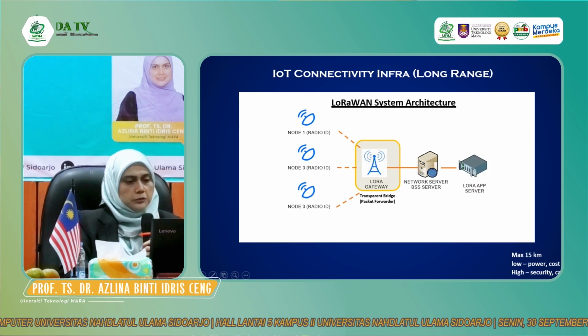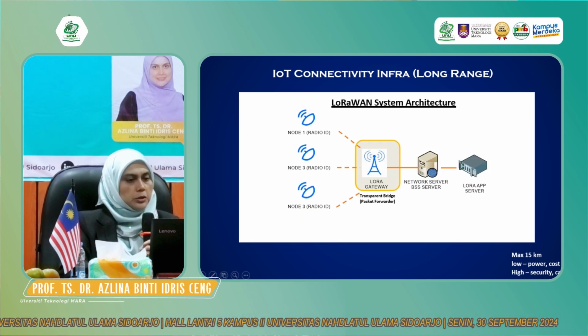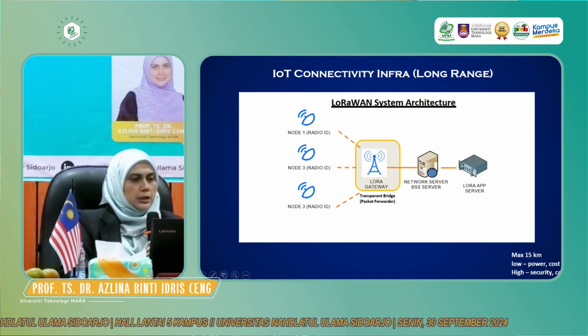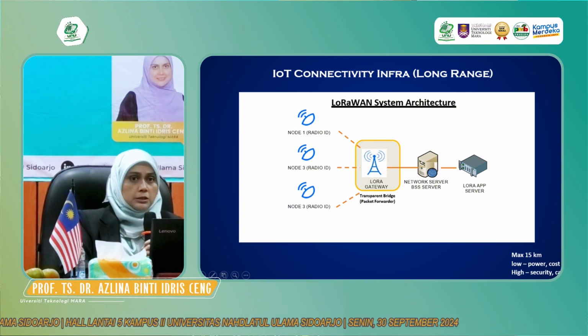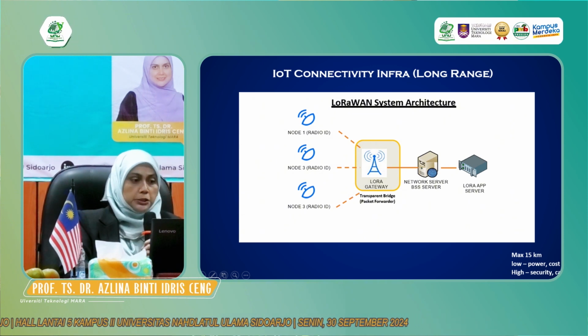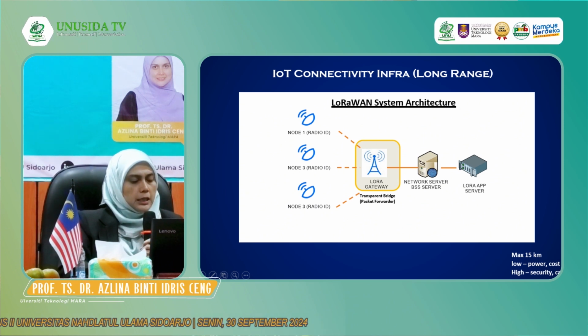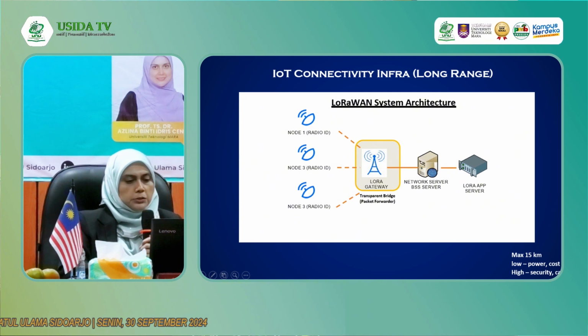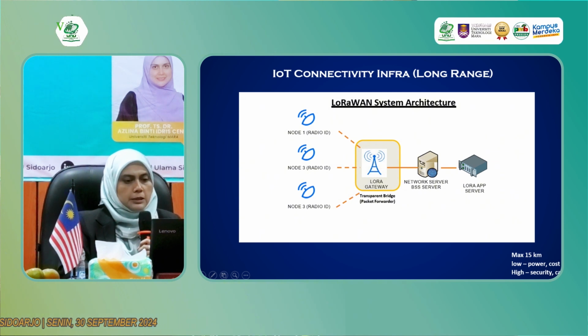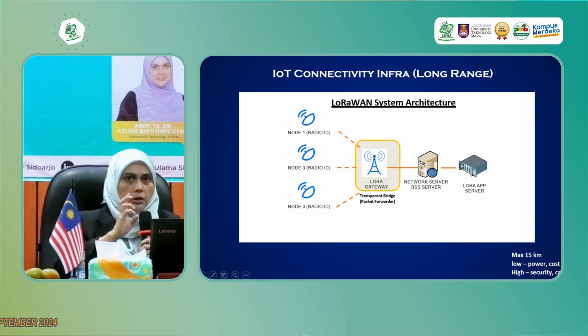And the last one is for long range. For LoRa 1 system architecture, we use radio ID. We did not use IP address, radio ID, because for microwave, the data must be in microwave, and it will pass through the LoRa gateway, and then it will pass through the server, BSS server, and LoRa X server. So you can see that over here, long range, normally we use LoRa 1.